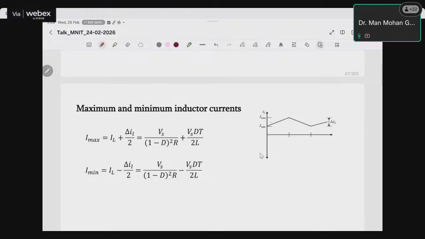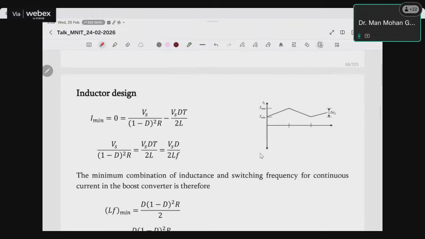So this is the inductor current. This is the maximum value, IL max. This is the minimum value. The difference between these two is the ripple current del IL. So IL minimum is nothing but IL average minus del IL by 2, and IL max is equal to IL plus del IL by 2, right? So these two equations are there. Now we already know the value of del IL, so we will just put the value of IL and the value of del IL, right?